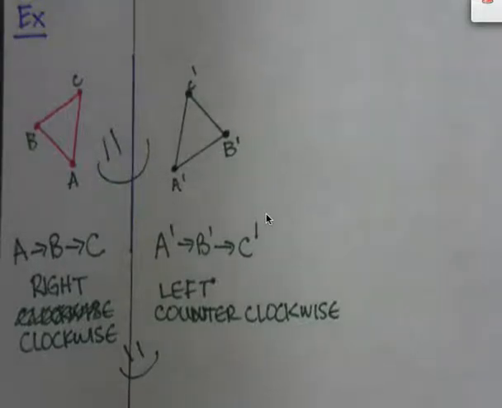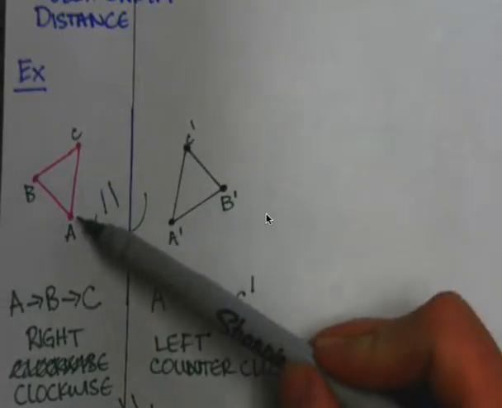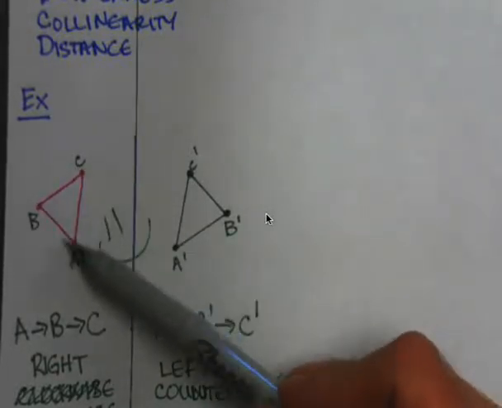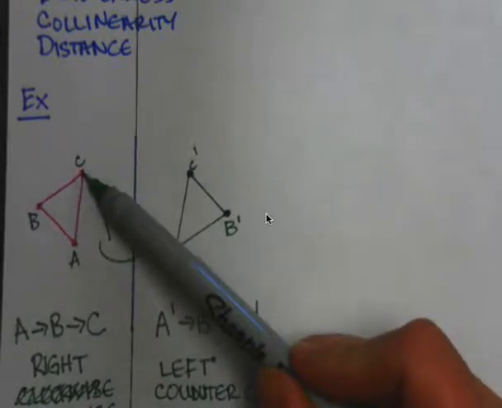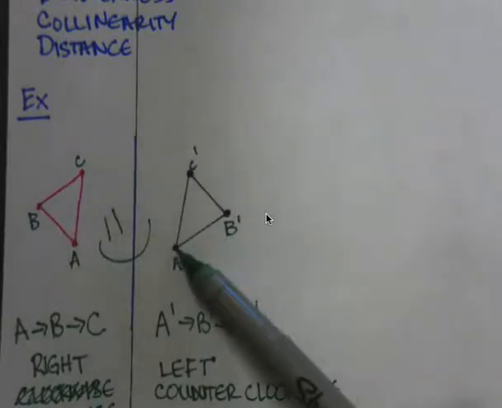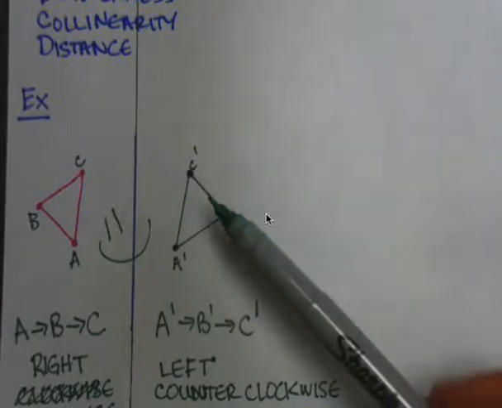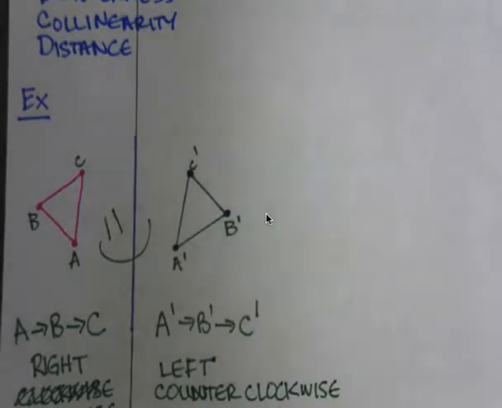Okay? So, again, orientation is, think of it as how you could walk around or how you get around it. And so, in my pre-image, A, B to C, and around in that direction. Clockwise or turning to the right. But after I reflect it, counterclockwise. Okay? So, this is another part of the reflection postulate.